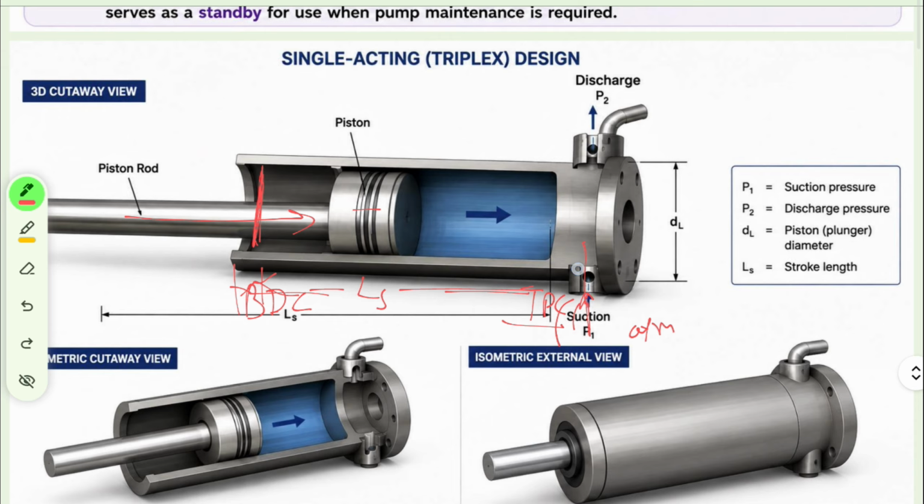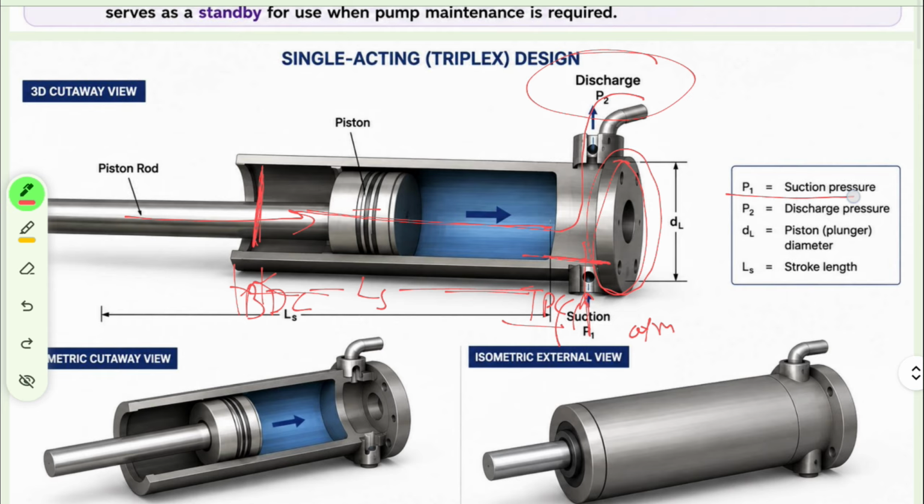At that time there is a valve, and that valve is going to close, and the fluid is going to discharge over here. So this process is continuously going on, right? And this is the diameter of the piston. This is how the single acting pump is designed, and its working principle.